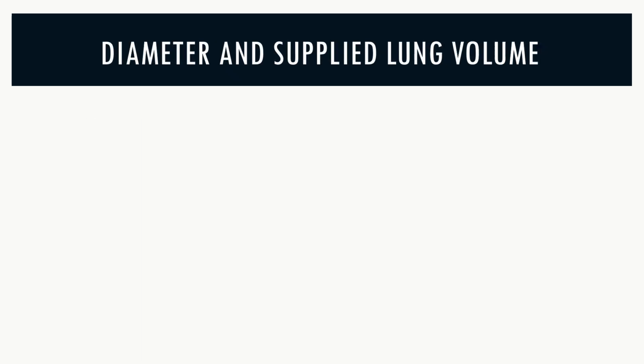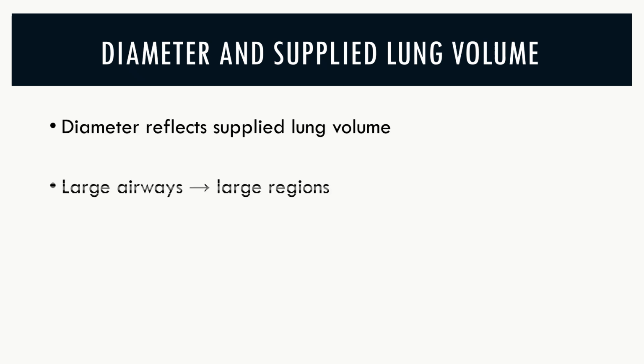Diameter and supplied lung volume. The diameter of airway reflects the volume of peripheral lung tissue it supplies. Larger airways serve larger lung region, whereas smaller airways supply smaller peripheral units.